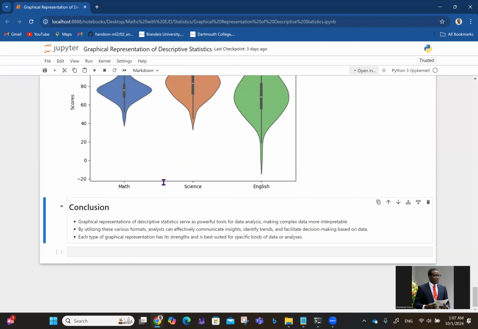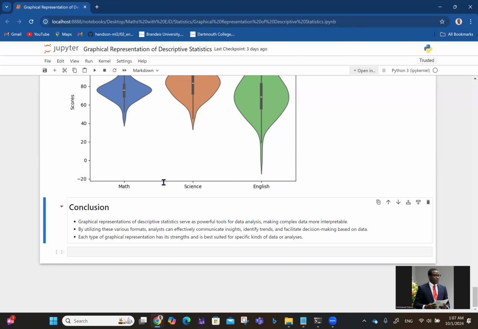So conclusion, graphical representations of descriptive statistics serve as powerful tools for data analysis, making complex data more interpretable. By utilizing these various formats, analysts can effectively communicate insights, identify trends, and facilitate decision making based on data. Just like they say, right? A picture is worth more than 1,000 words. So if you have 1 million data points, just a graphic representation like this can give you an idea of what is happening overall in the data.